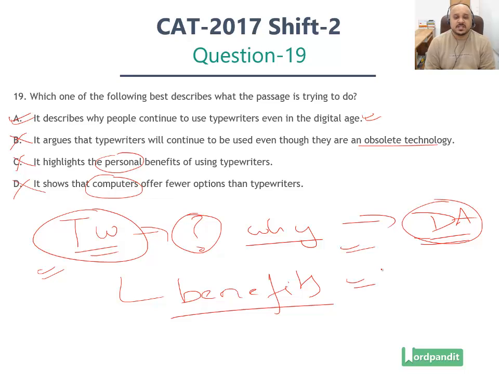Hopefully you're clear with the reasons for identifying option A as the correct answer here, and you're clear with the reasoning for this question.